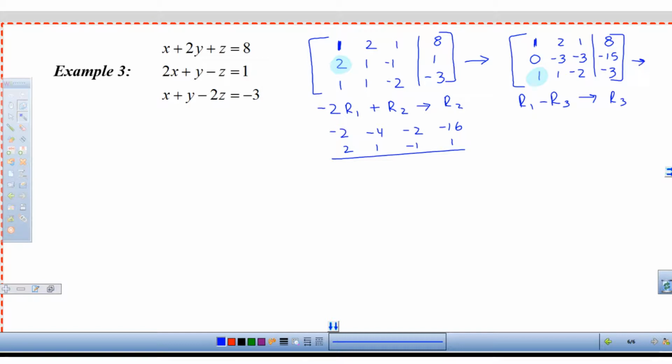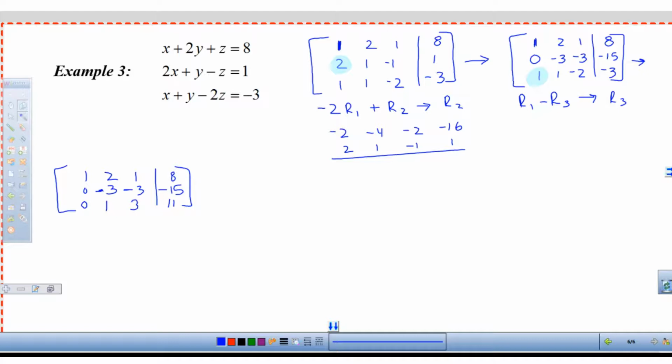Beautiful. So do you see how row 1 doesn't change? So I'm going to keep it. 1, 2, 1, solid line, 8. Row 2 is not going to change. 0, negative 3, negative 3, negative 15. Now I don't even have to show any work because I'm just subtracting one number from another. 1 minus 1, 0. 2 minus 1, 1. 1 minus a negative 2, that's 1 plus 2, which is a 3. 8 minus a negative 3, that's 8 plus 3, which is an 11.